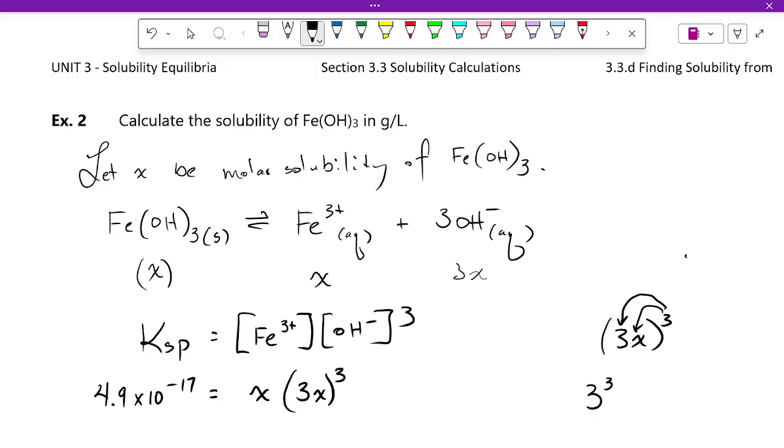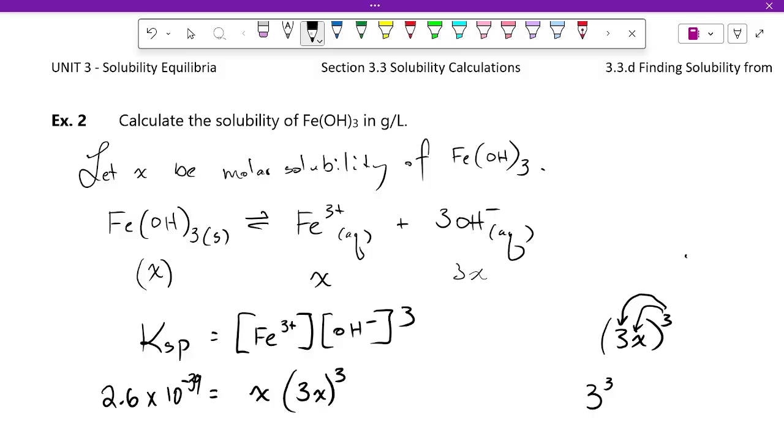Hold on. 4.9 times 10 to the negative 17. Oh, that's iron 2. Yeah, 2.6 times 10 to the negative 39. Sorry. Don't get the wrong Ksp. 2.6 times 10 to the negative 39. Okay, but let's get back to the algebra.